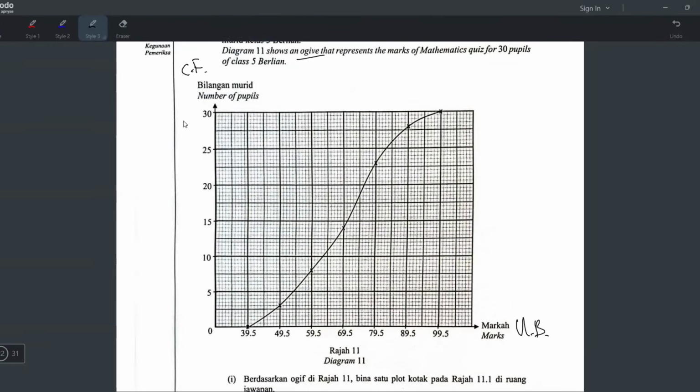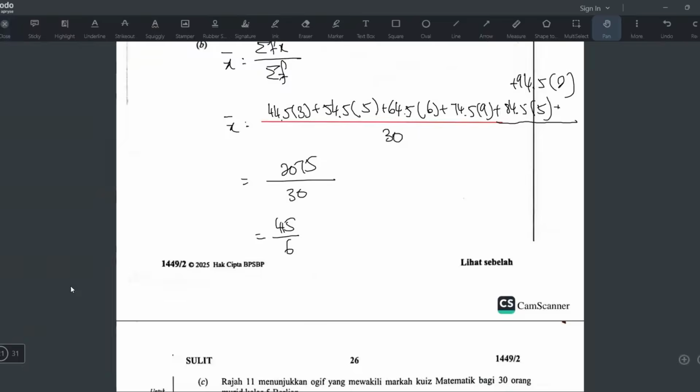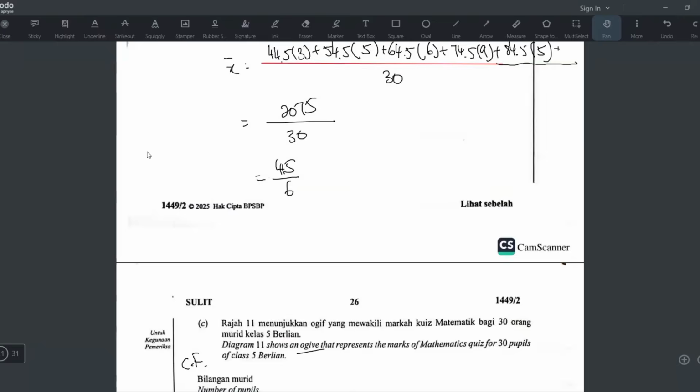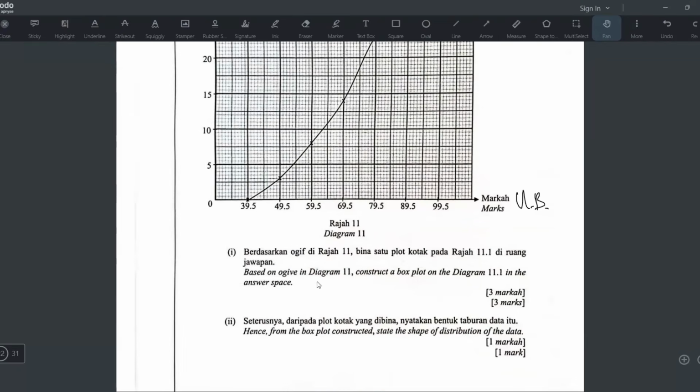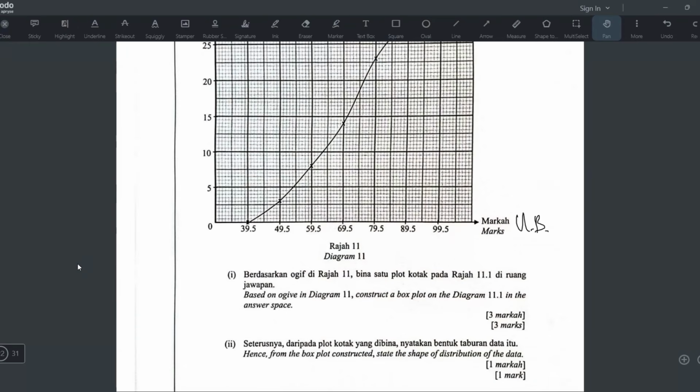And then these are all the cumulative frequency. But you don't have to find out the cumulative frequency yourself because they already draw the whole thing for you. We just have to see what they want here. Based on the OGIF, construct a box plot on diagram 11.1 in the answer space. So they want to draw a box plot. It means you need to find the Q1, Q2, Q3.